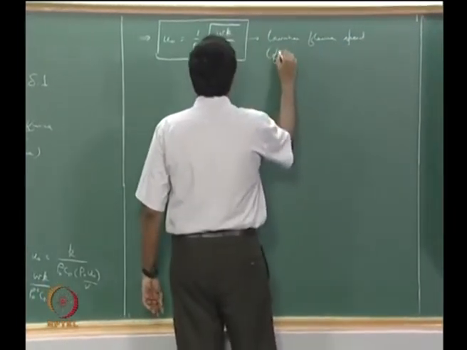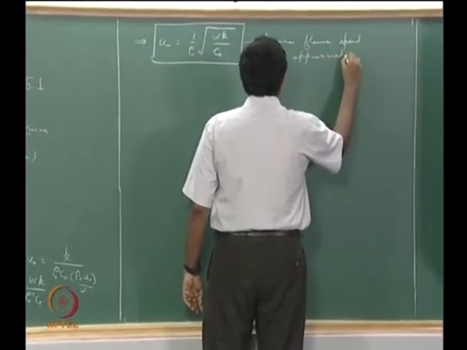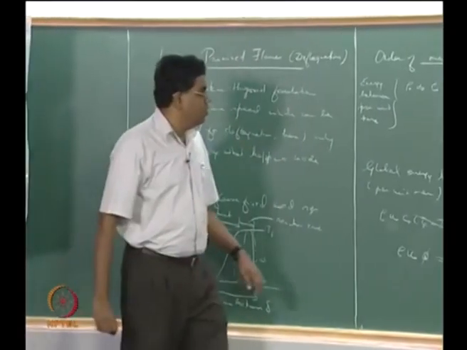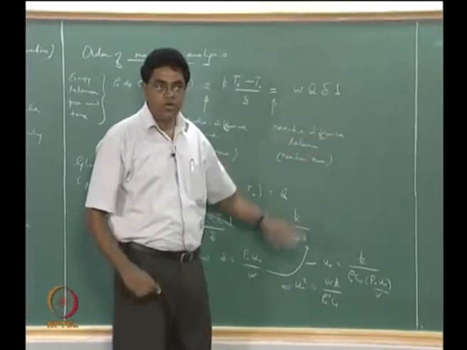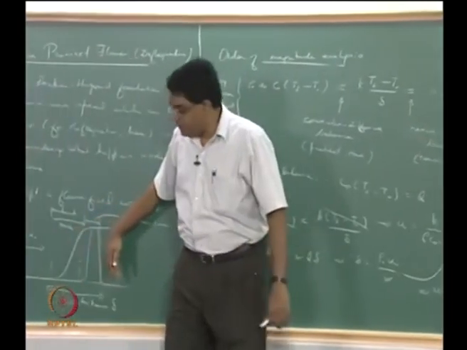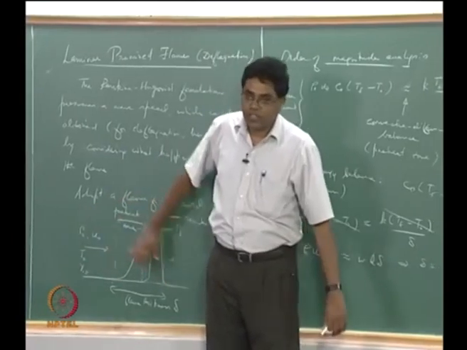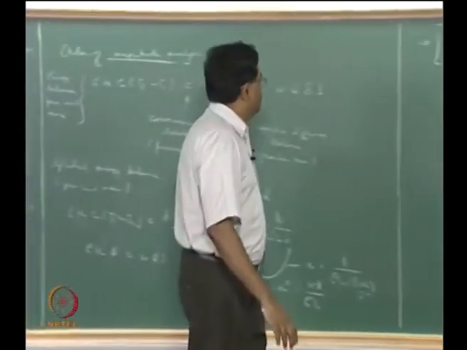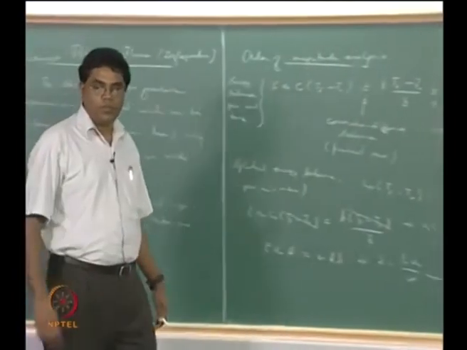Okay, first approximation. The first approximation is that we have assumed that the W is happening over the entire delta. We did not know how to split the flame thickness into a reaction zone and a preheat zone. We just said that the reactions are happening everywhere. So obviously we should actually get more of an over prediction of what's going on.